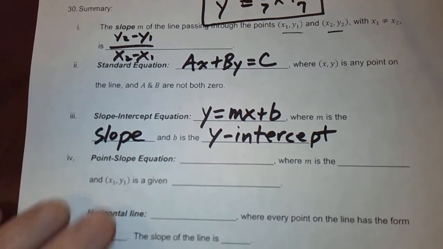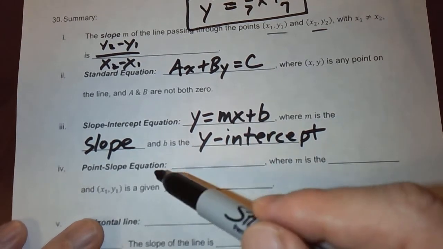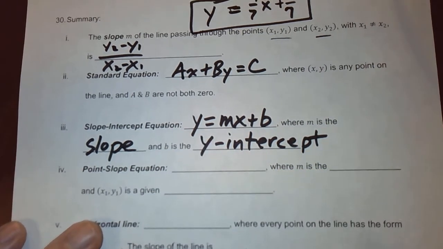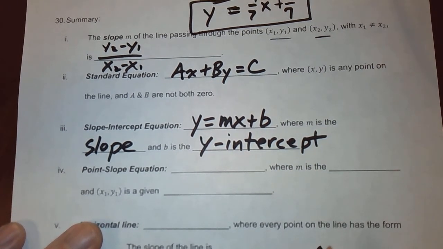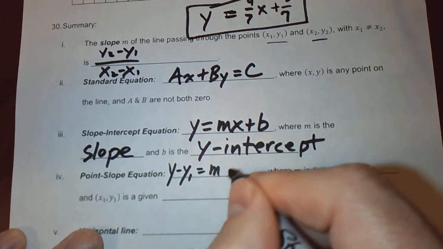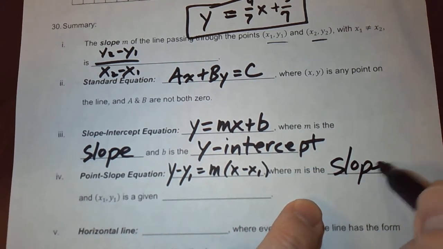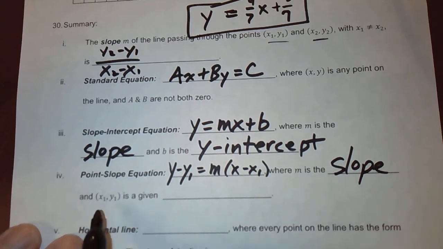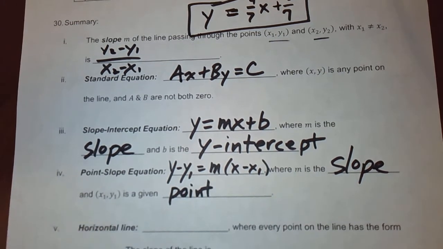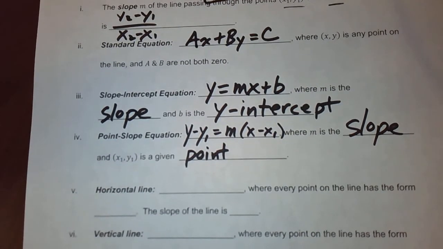We're going to use this one, point slope equation, actually very, very frequently, but after we get the equation in point slope form, you'll almost always be asked to write it in slope-intercept form. Simplify it in a sense. The point slope equation is y minus y1 equals m times x minus x1, where m is, as always, the slope, and this is just a given ordered pair, or a given point, x1, y1.